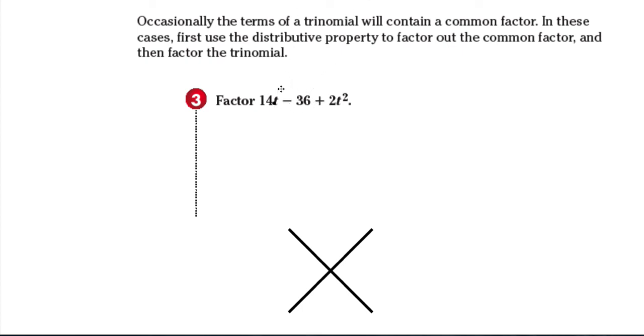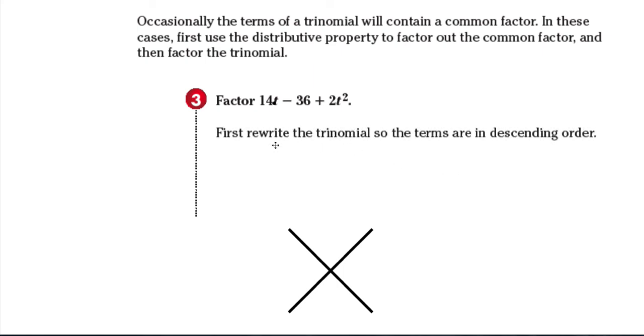But before we do that, we need to write this in descending order. So writing this in descending order, this becomes 2t squared plus 14t minus 36. And find the GCF first, and the GCF is 2. If we factor out 2, you end up with t squared plus 7t minus 18. Okay? And then from there, you can factor t squared plus 7t minus 18.